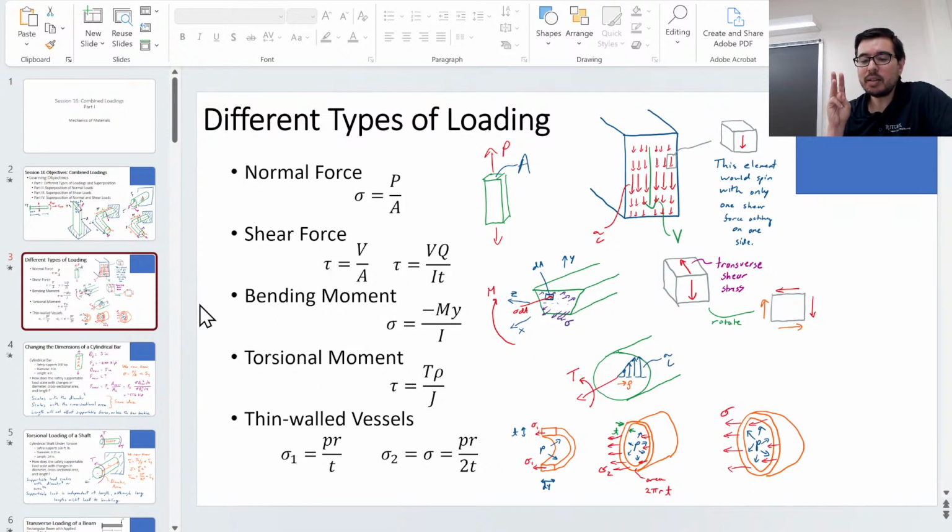If you think about it, there are 3 ways to get normal stresses in what we've discussed. We have them from a normal force, so uniaxial loading. We have the bending moment, the negative My over I, and we have the stresses in thin-walled pressure vessels. Those are the 3 ways we've discussed in this class to get normal stresses.